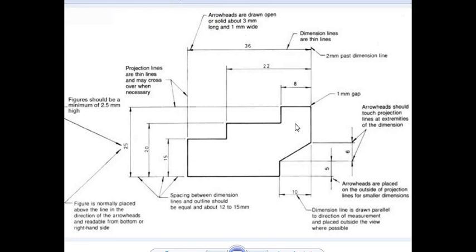So now we will see how to dimension curved features. These are all linear features that you have seen. A curved feature, be it a circle, an arc, or an angle, how do we dimension those things? So let me take a simple circle.